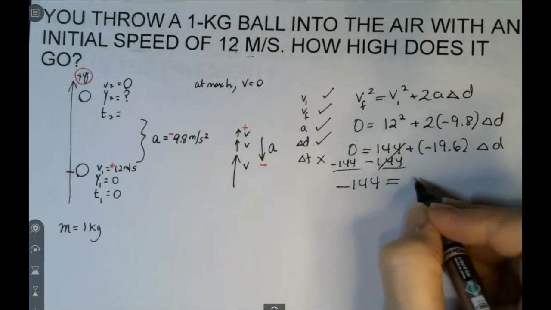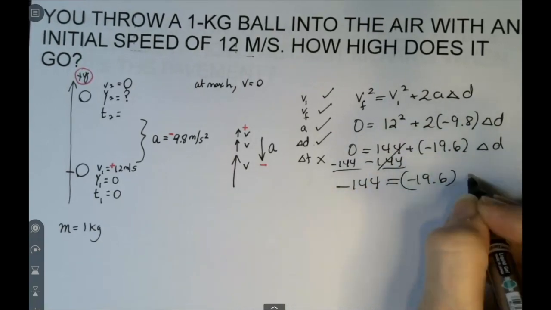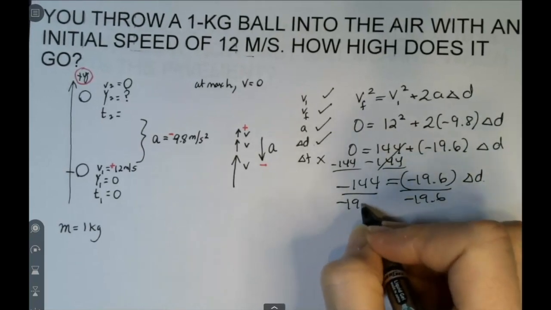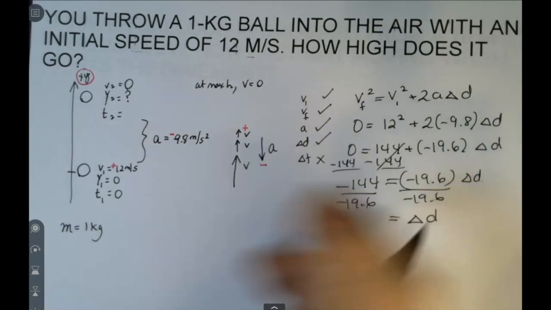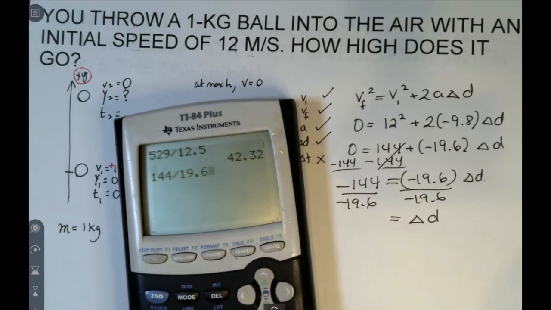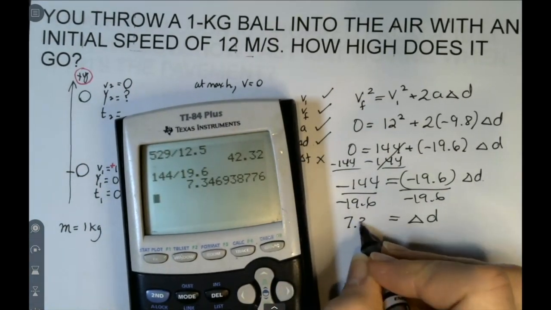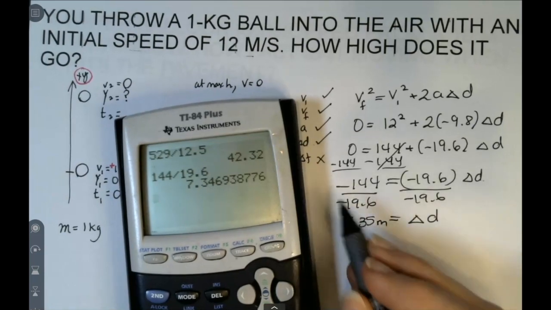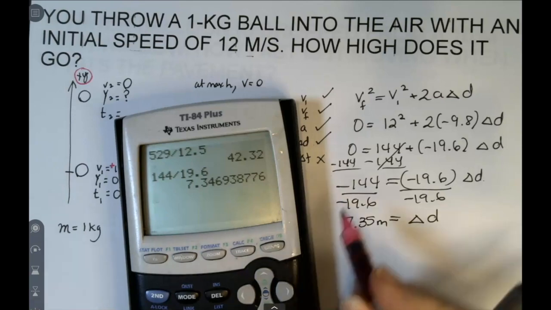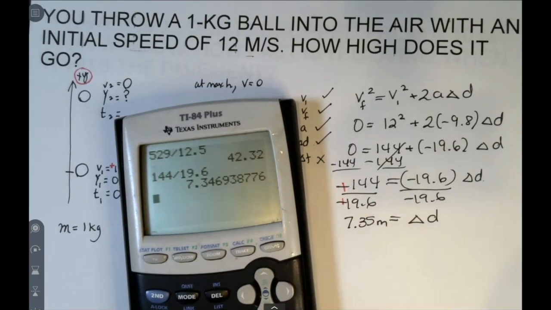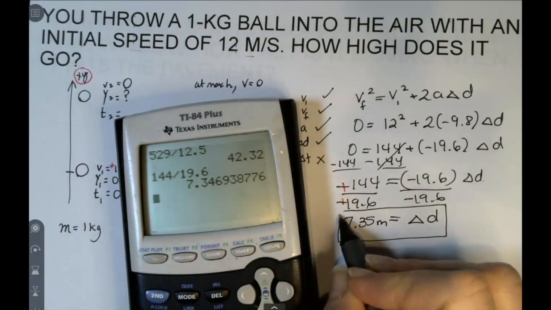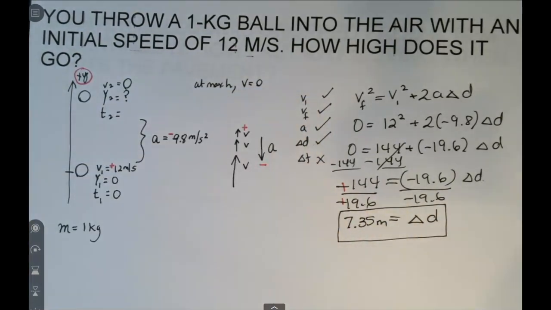Subtract 144. And what's left to get delta D by itself is to divide by negative 19.6. So let's do it. Now you might be wondering why I left off the negatives when I put it in my calculator, because in my head I already did it. I know that a negative and a negative make a positive, so I didn't type that in, but you can. Make sure you put units on your answer, and then you're done.